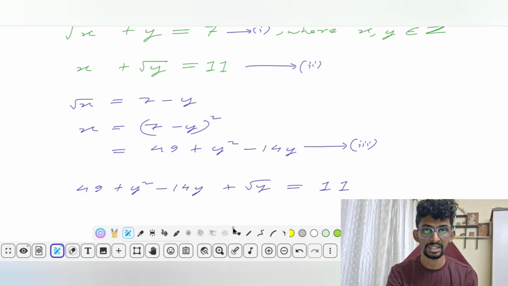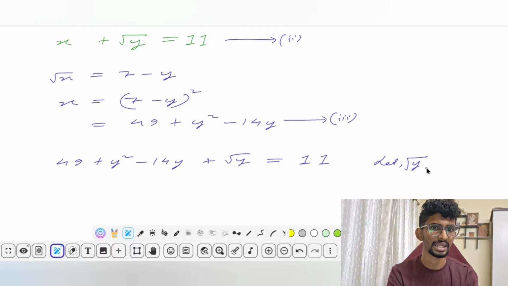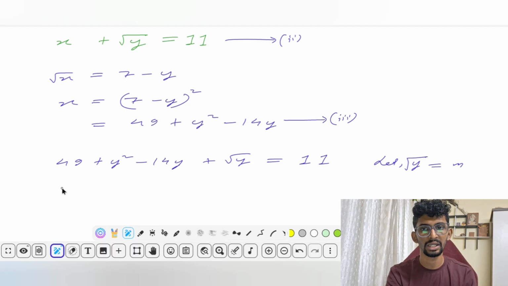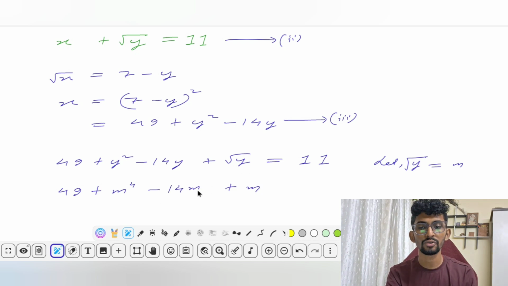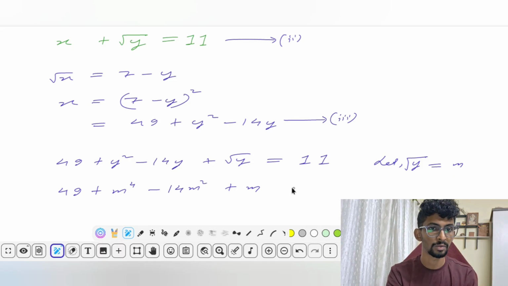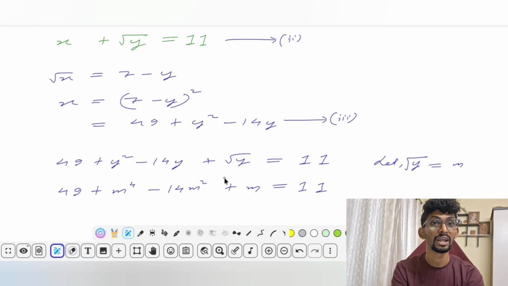Now, see, root y is there, y square is there. So let us do one thing. Let's take root y as m. So this will become 49 plus, see, y square will be m to the power 4, because root y is m, so y will be m square, so y square will be m to the power 4. So this will be our equation. Now see, the degree is 4, so it's very difficult to solve from here, so we cannot apply this method here. So let us try in a different way.